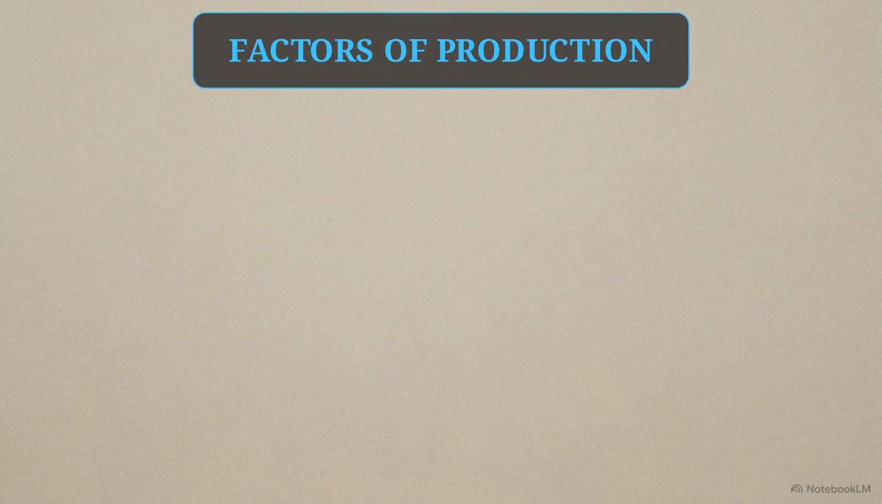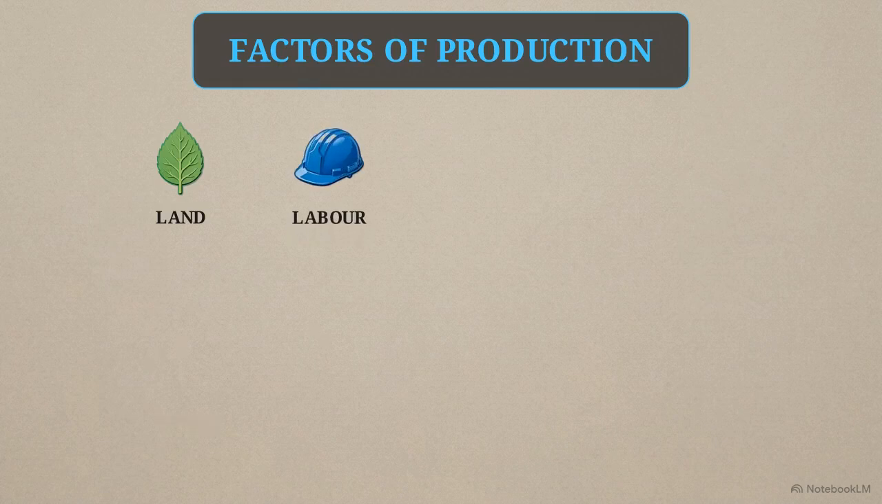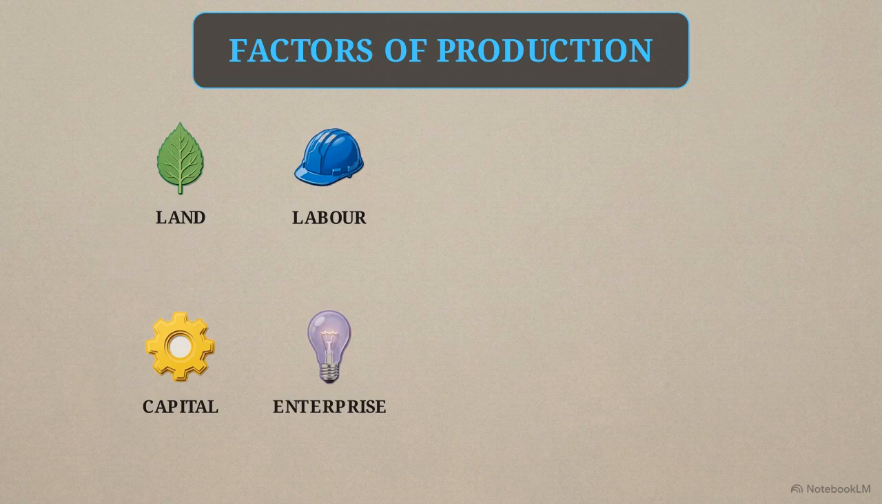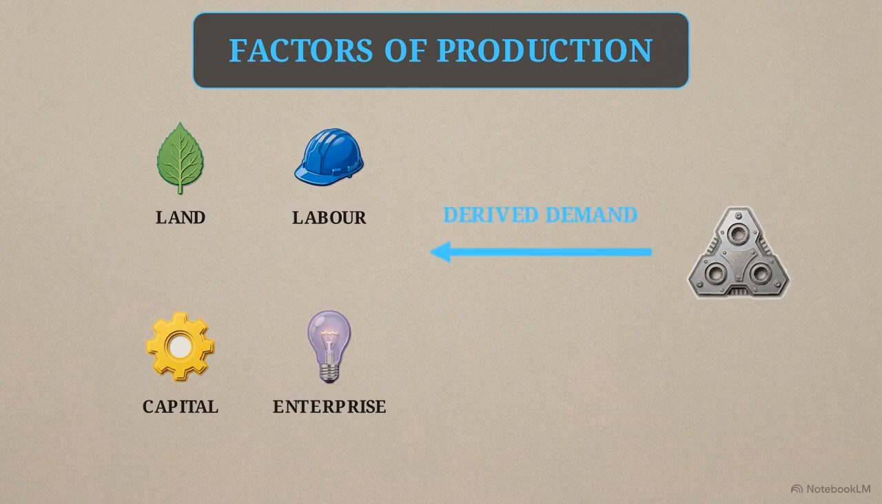They break down into 4 categories: land for natural resources, labor for human effort, capital for machinery, and enterprise for the ideas tying it all together. Nobody wants a conveyor belt or a warehouse full of workers just to look at them. The need for these resources only exists because people want to buy the shield generators they make. This is called derived demand.